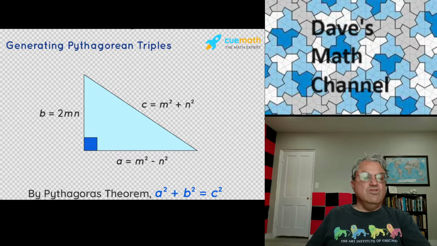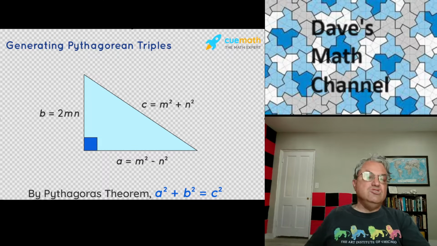But there are more things of interest than just that. What if a, b, and c are required to be integers? Then how do you find all solutions where a, b, and c are integers? Well, this slide shows you how to do this. If you look at this right triangle in the middle, they say a equals m squared minus n squared, b equals 2mn, c is m squared plus n squared.